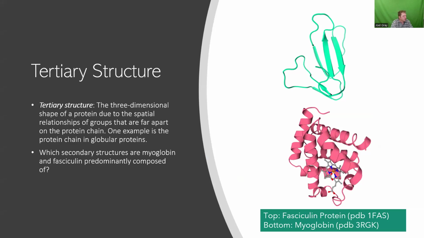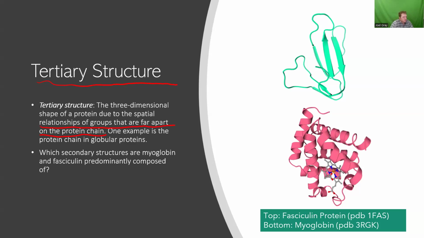Now, when we talk about the tertiary structure of a protein, we're talking about this right here. This is a protein folded in 3 dimensions. This is just a piece of paper, but basically, this is what a protein looks like when it's completely in its functional shape. The 3-dimensional shape of a protein exists due to the spatial relationships of groups that are far apart from one another on the protein chain. One example is the protein chain of a globular protein.